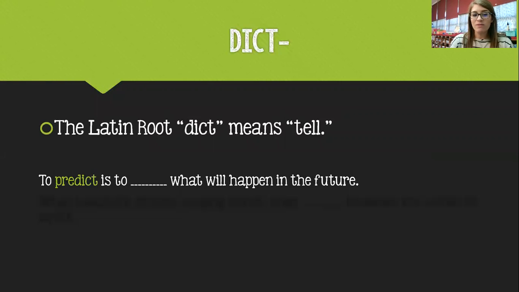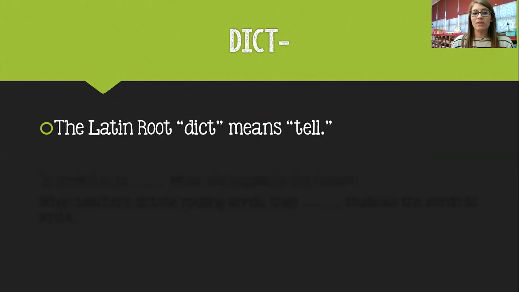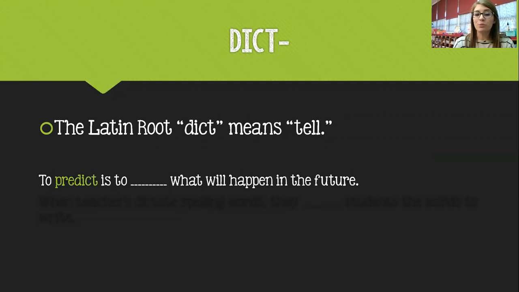All righty, and then we've got the Latin root dict, which means to tell. So to predict is to blank what will happen in the future. We can look at that word and break it up into two parts. We can look at the prefix pre, which means what? Yes, pre means before, and we now know that the Latin root dict means to tell. So this means to tell before it happens, which means we are telling what's going to happen in the future.